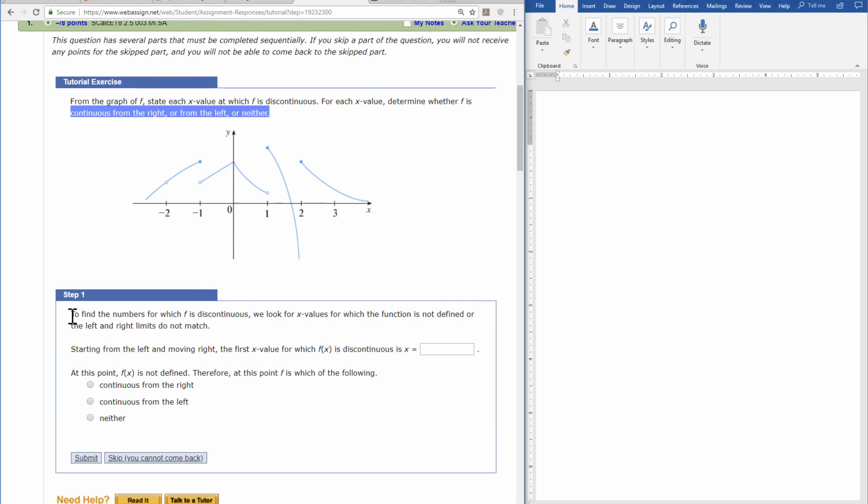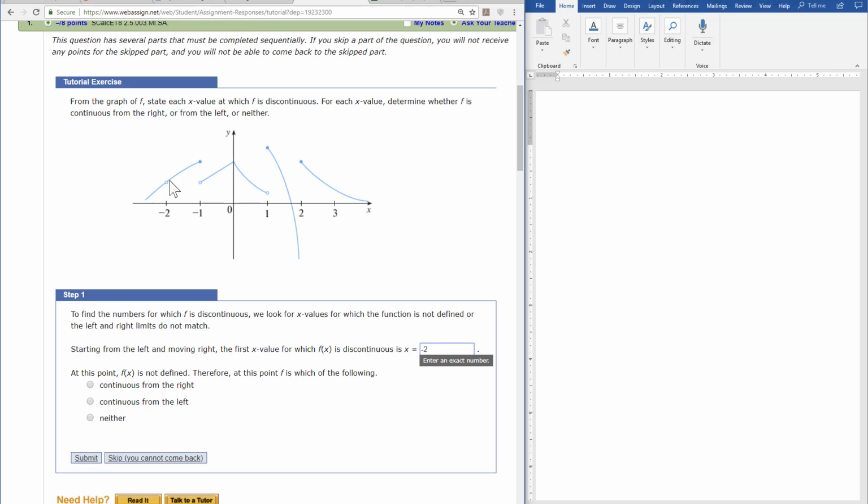So the first one, step 1. Step 1, starting from the left and moving right, the first x value for which f of x is discontinuous looks like it's going to be -2. And at this point, f is not defined, therefore the point f is which of the following? Is it continuous from the left or continuous from the right or neither?